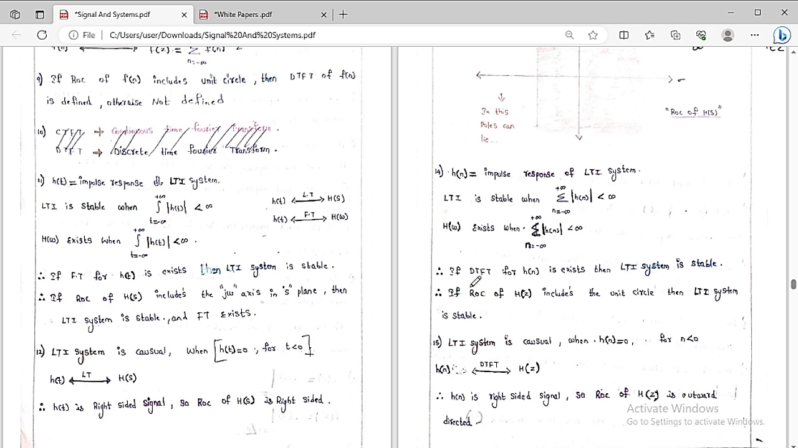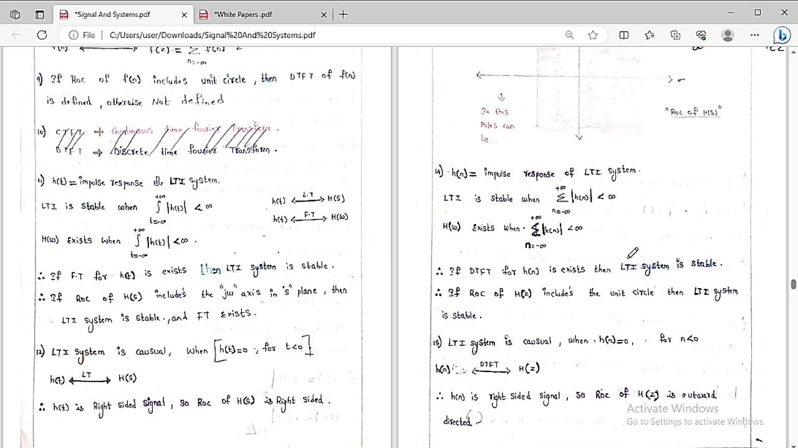So finally, if the discrete time Fourier transform for h of n exists, then by default we can say the LTI system is stable, and if the ROC of H of z includes the unit circle, then the LTI system is stable. I can say only one thing: for a discrete time LTI system, for a given impulse input we get the impulse response h of n. If h of n is absolutely summable, then the LTI system is stable, as well as the discrete time Fourier transform for h of n exists. So if one exists, the other also happens.